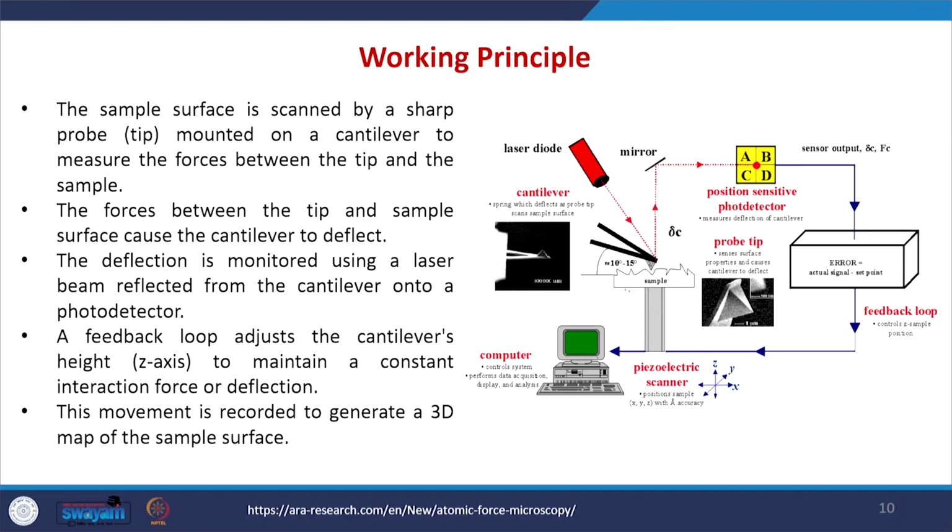The sample surface is scanned by a sharp probe tip mounted on a cantilever to measure the forces between the tip and the sample. The forces between the tip and sample surface cause the cantilever to deflect. Once it is deflecting, the deflection is monitored using a laser beam reflected from the cantilever onto a photodetector. And we have a feedback loop system which can adjust the cantilever height to maintain a constant interaction force or deflection. This movement is recorded to generate a 3D map of the sample surface.